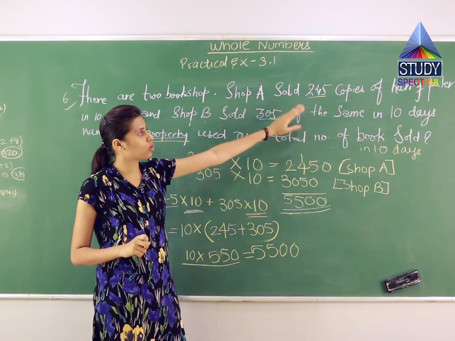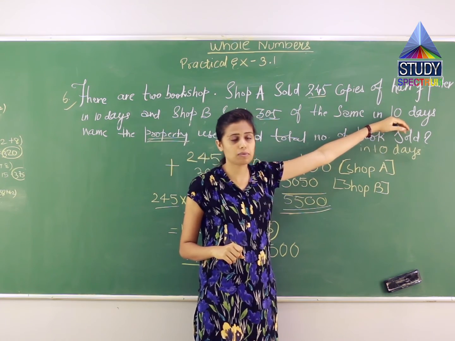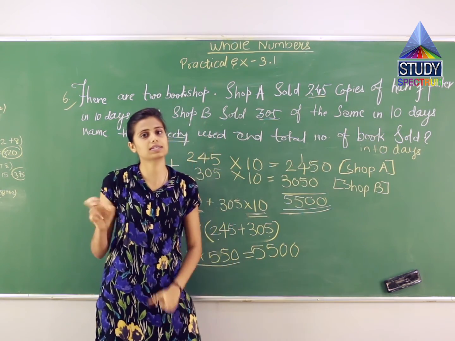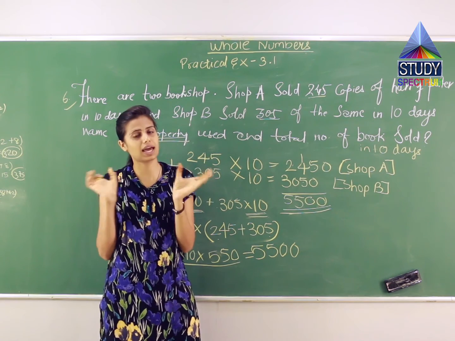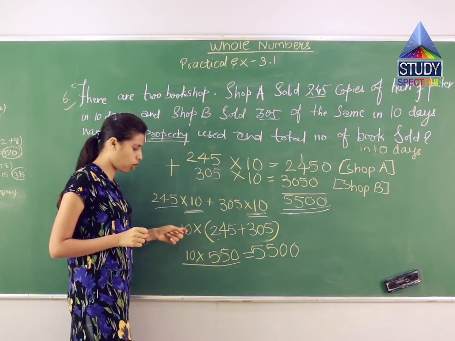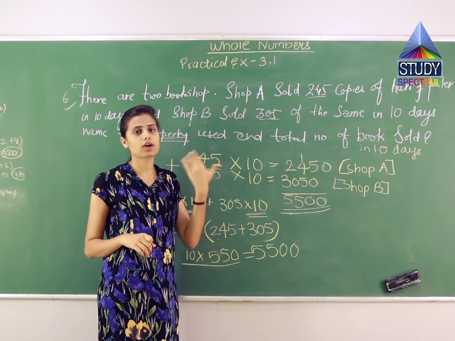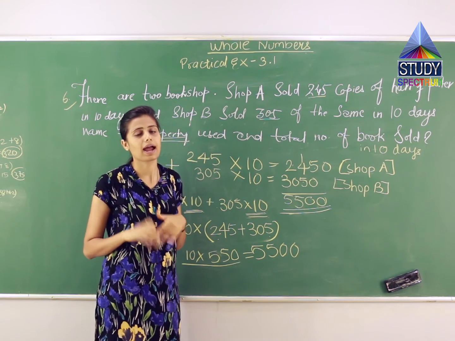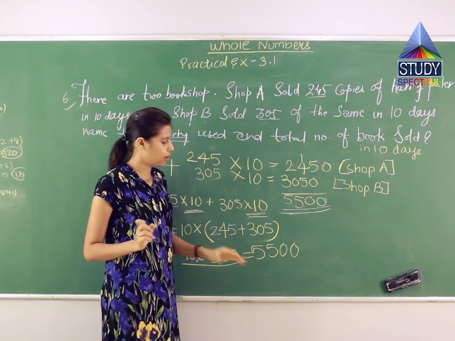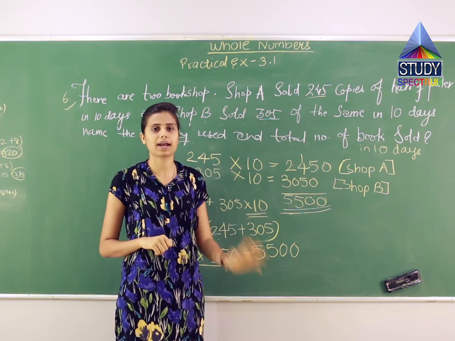See, by looking at the question itself, you can guess, right? Because यहाँ पे भी 10 दिन बोला है, यहाँ पे भी 10 दिन बोला है, 10 दिन. So there has to be 10 in common between them, right? So there is a 10 common in between them, which I have written outside the bracket, and the remaining, how many copies are being sold, inside the bracket, added and multiplied with 10. We got the total number of copies sold by shop A and shop B in 10 days.